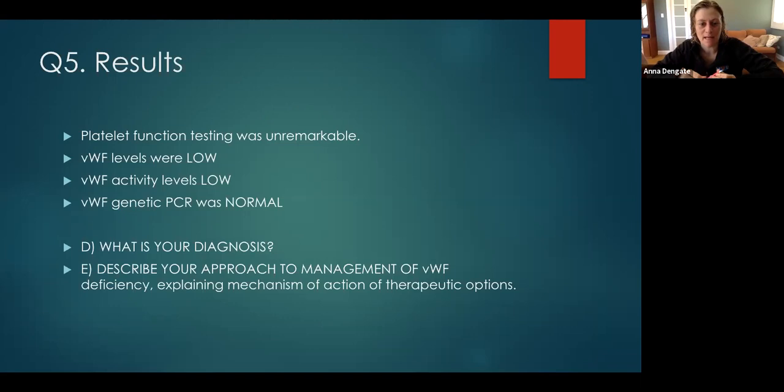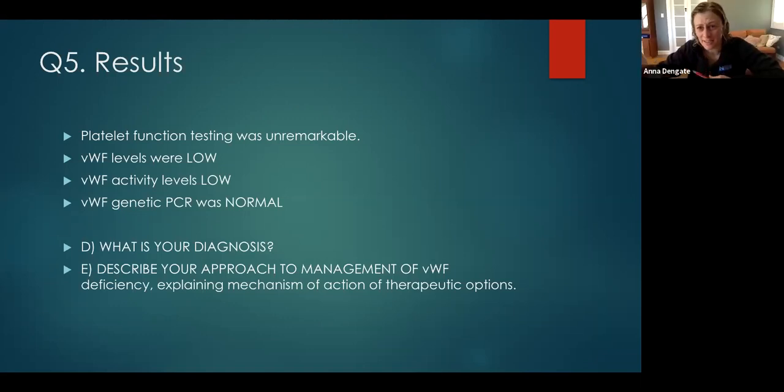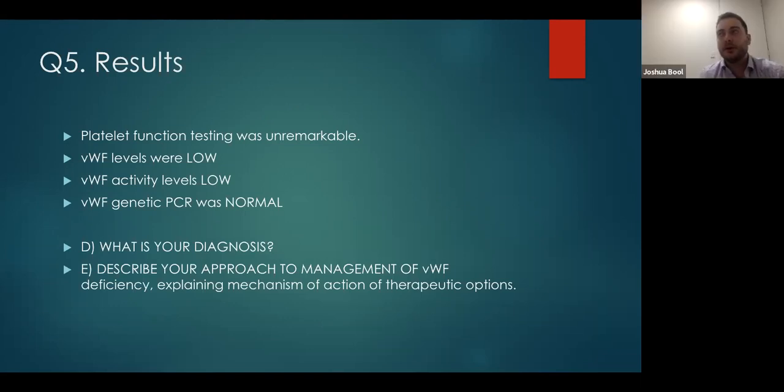Describe your approach to management of von Willebrand's factor deficiency. Don't worry about explaining the mechanism of action. Desmopressin. Excellent, very good. Do you actually know the mechanism of action? It's got something to do with putting more von Willebrand's factor into circulation from the endothelial cells. I'm not sure if that works, but yeah.